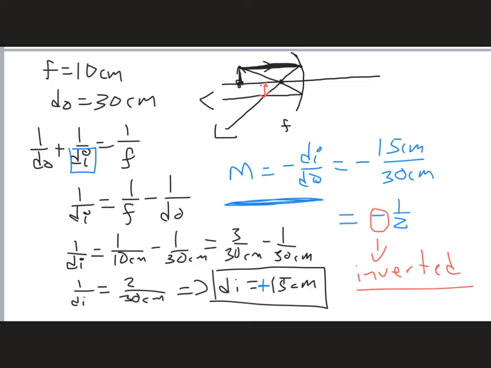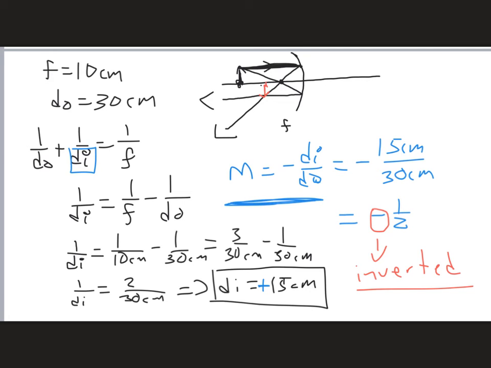And that's how we can use these equations to calculate what the image distance is going to be, what the magnification is going to be, and we can use the ray diagram as a check. So if I drew my ray diagram and I ended up with an image that was right side up and I calculated a negative magnification, that would tell me that I did something wrong, or vice versa.